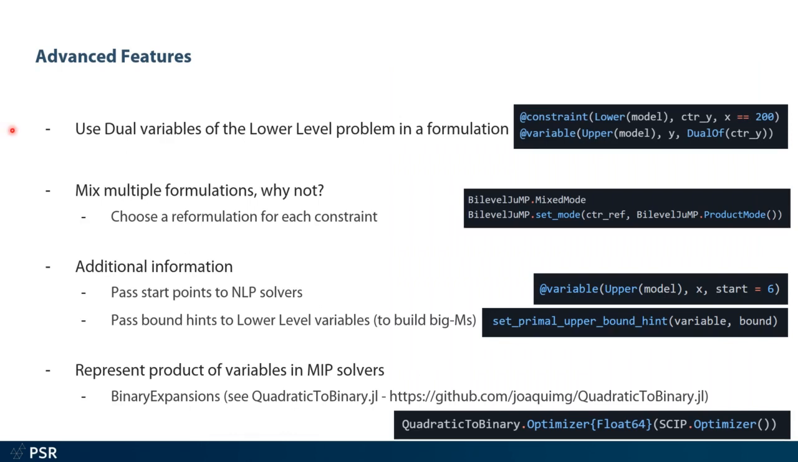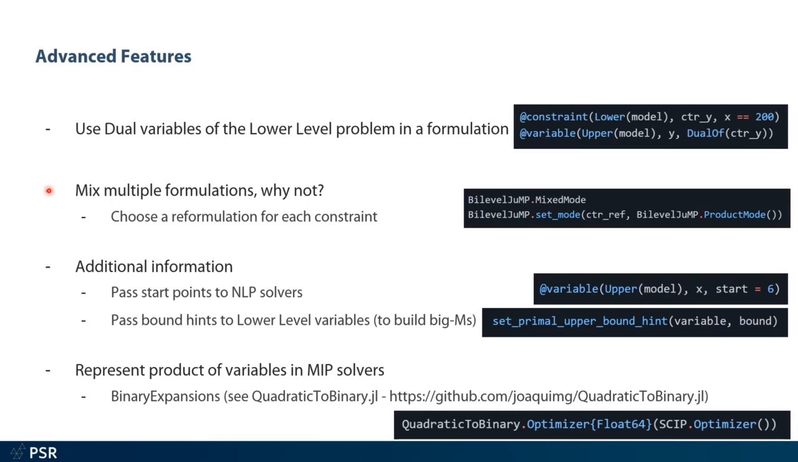Besides being very easy to formulate problems, BilevelJuMP also has some advanced features. We list 4 of them. First, it's the ability to get the dual variables from a constraint in the lower level and define them as explicit variables that can be used in the problem formulation. The second one is mixing formulations, so that if you have very good big M's for some Fortuny-Amat formulation, you can use Fortuny-Amat for that constraint, while if you don't have any good ideas of bounds for another constraint, you can use, for instance, the SOS reformulation for those constraints.